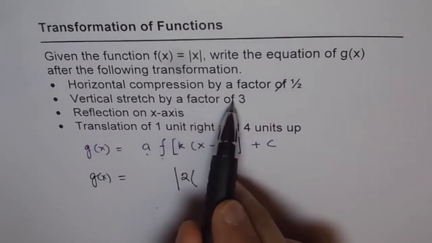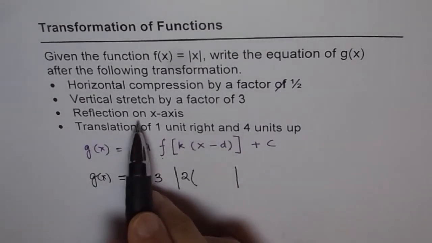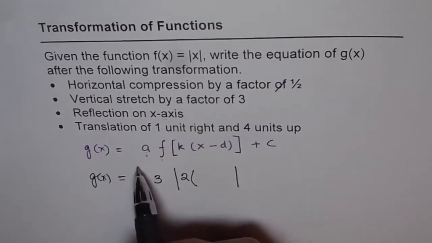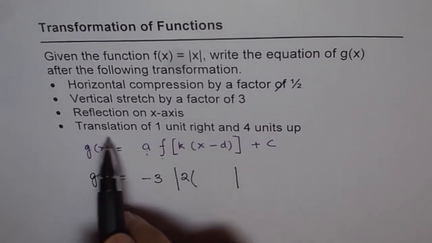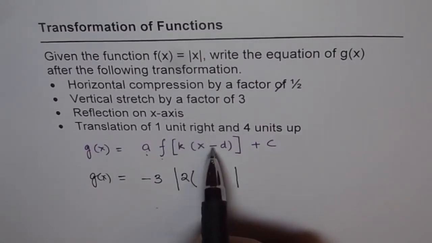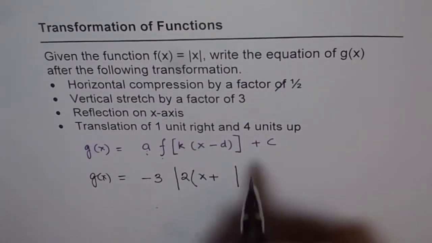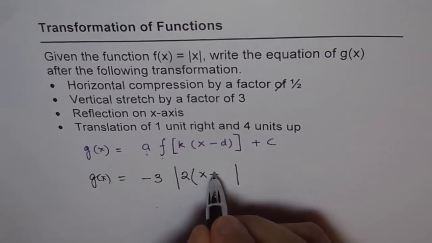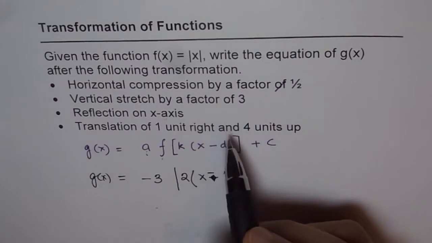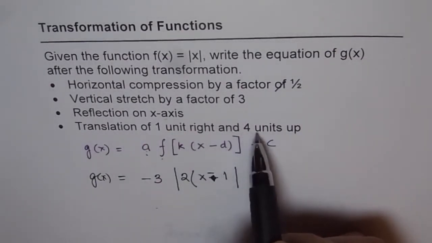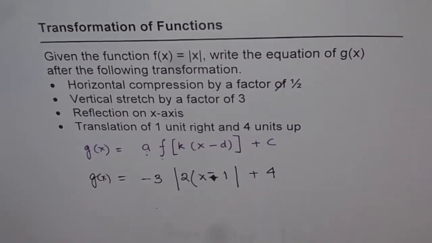Vertically stretched by a factor of 3, which is a. It comes outside, 3 as such. Reflection on the x-axis. Mind it, x-axis means a vertical reflection. So this becomes minus 3. Translation 1 unit right. 1 unit right will reverse this sign. So we get x plus, no, right means we'll keep it as such, x minus 1. And 4 units up, that means plus 4. So that is how this equation is going to be, right?